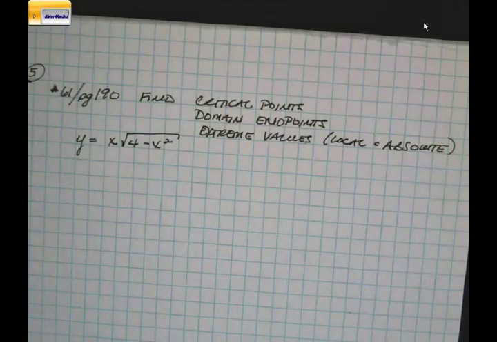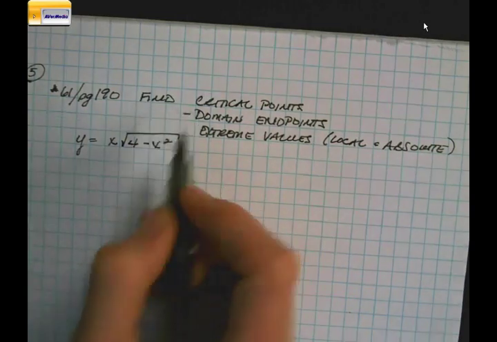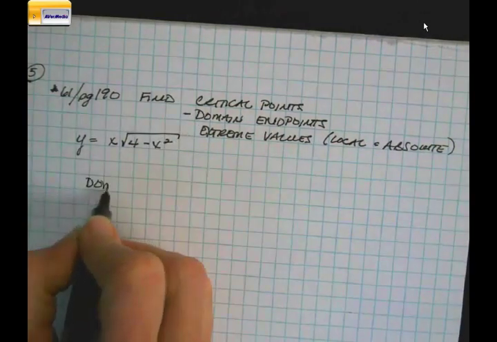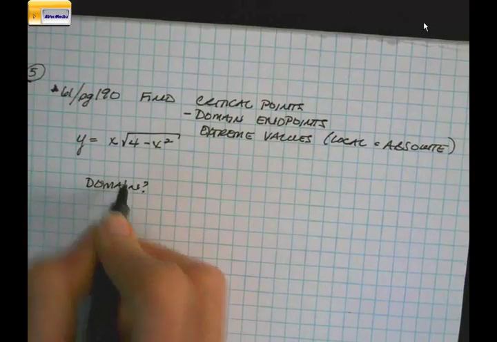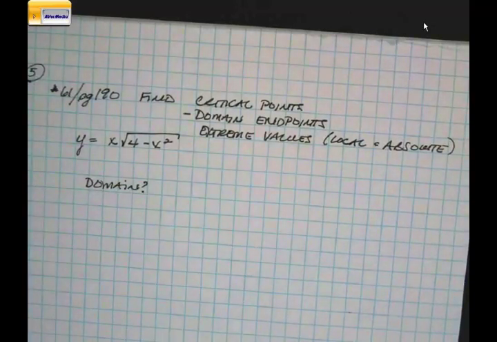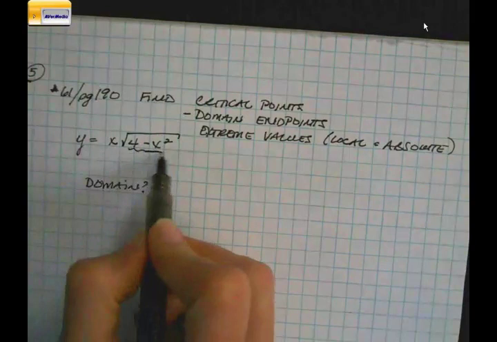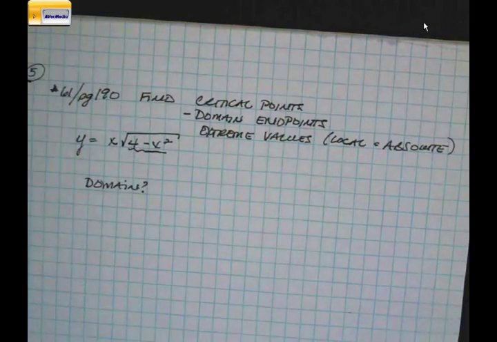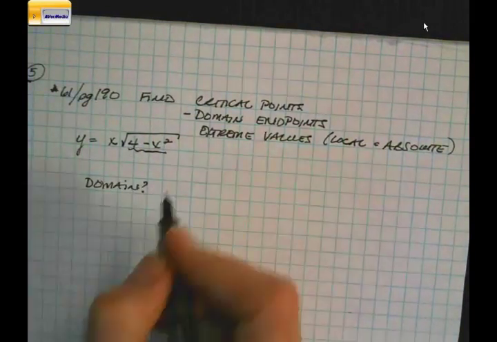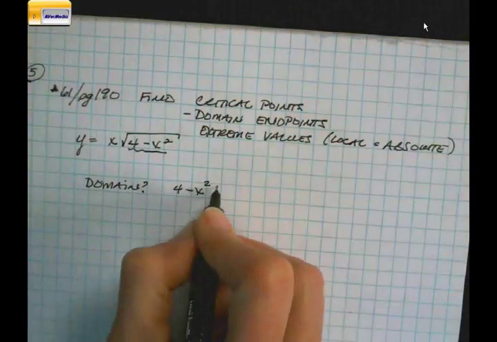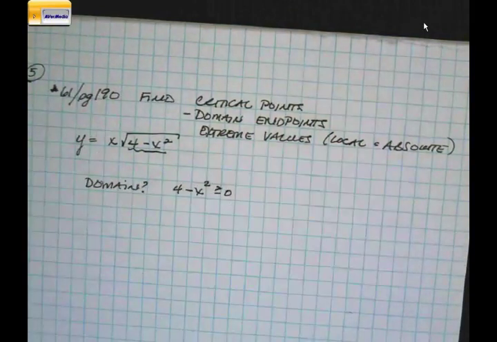All right, so critical points are going to come in here whenever y prime equals 0 or when y prime is undefined. But I also want to talk about what this domain endpoint business is all about. Let's think up front. What is the domain of this function? Well, if you have a radical, the information under the radical better be positive or 0, right? So in other words, the domain is where 4 minus x squared is greater than or equal to 0.